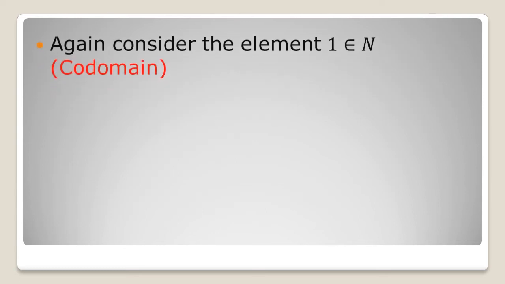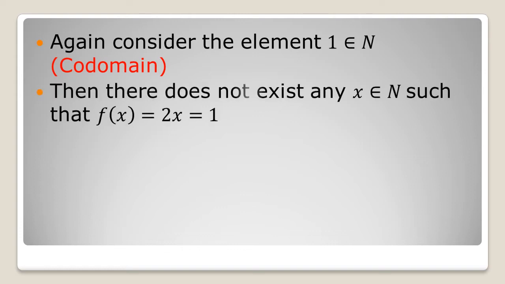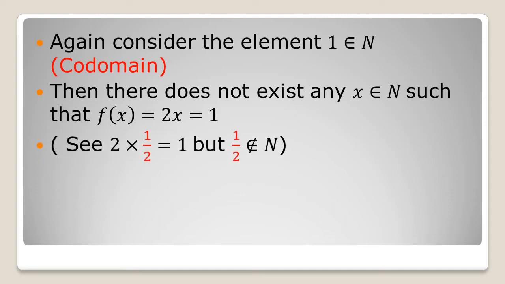Proceed to the next part. We consider the element 1 of the natural numbers. 1 belongs to N. It is taken from the codomain. Then there does not exist any natural number whose image becomes 1. You can see under f, if you put f(x) = 2x and that equals 1, then x must be equal to half.